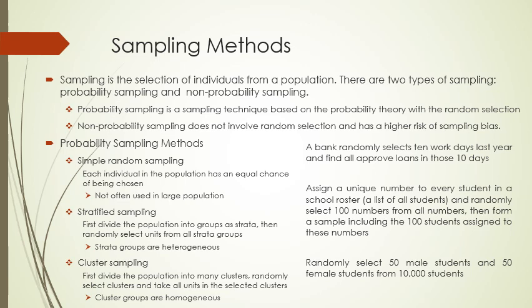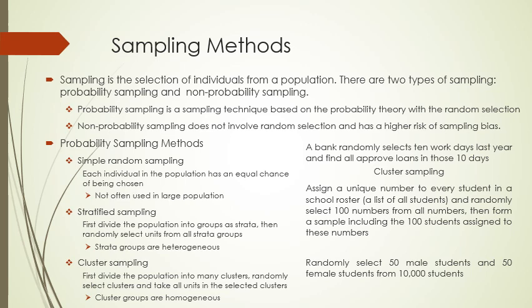Now let's check some examples. A bank randomly selects 10 workdays last year and finds all approved loans in those days. What is the sampling method? It is a cluster sampling because we don't expect loans approved one day are much different from another day. The cluster variable is the date.